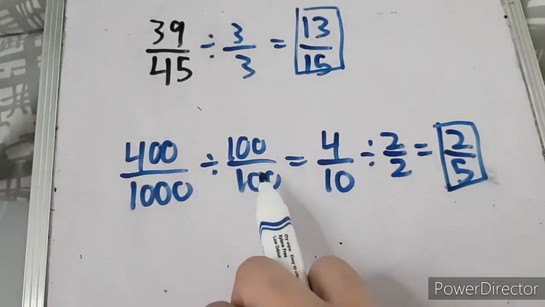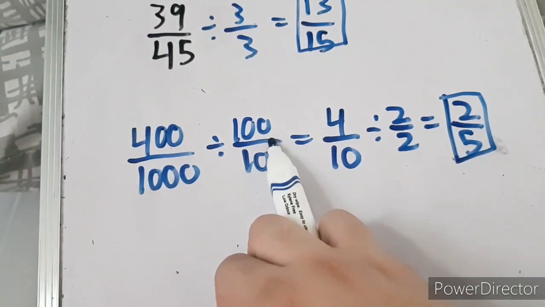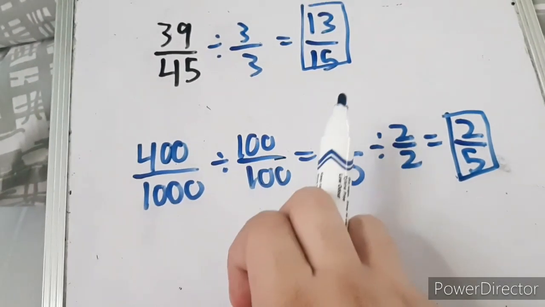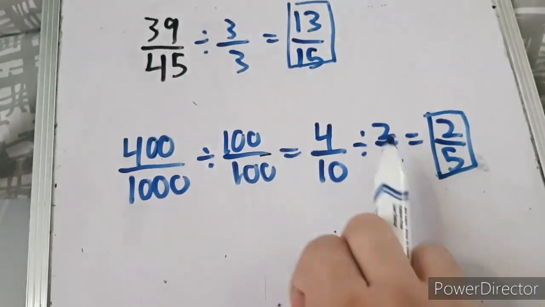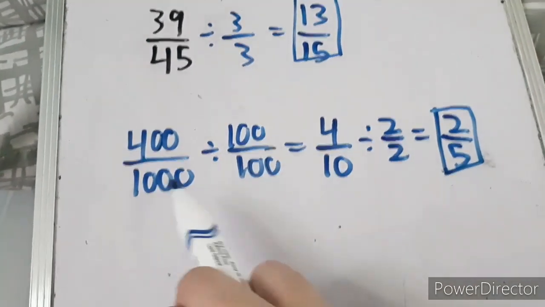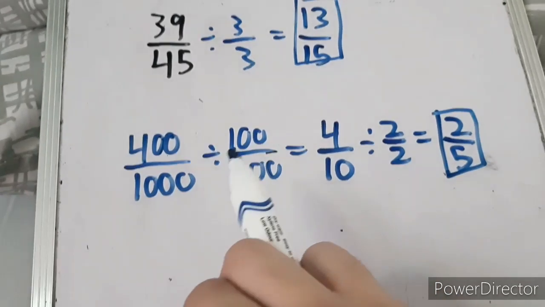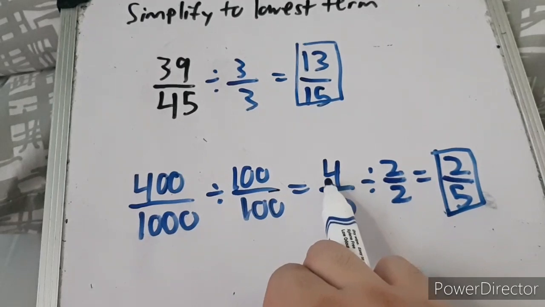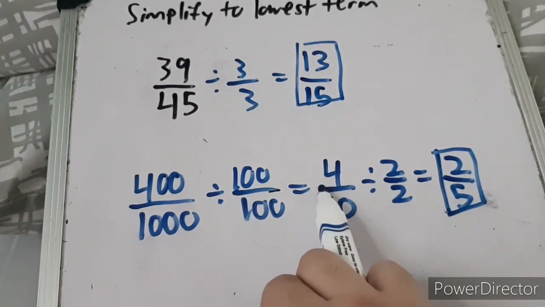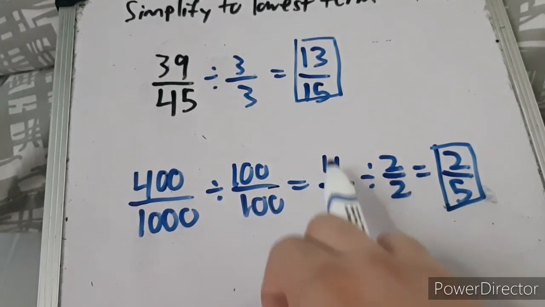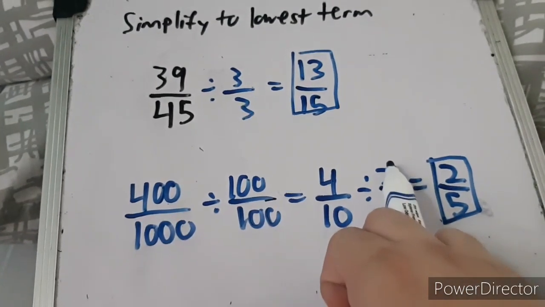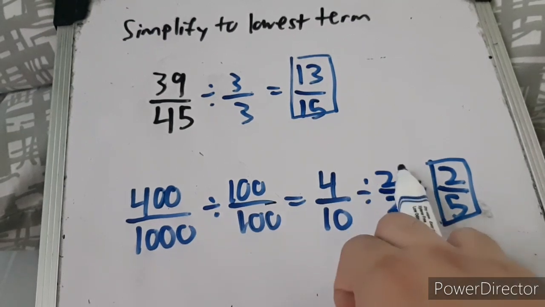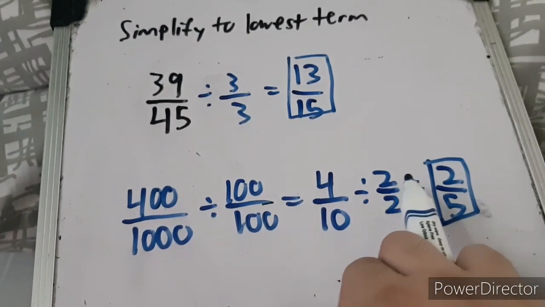Ang ginawa ko po kasi 100 muna kasi kailangan hanapin po ng higher number para mabilis. Kasi when you use 2, mahirapan yun kasi magdi-divide ka pa. So, gusto ko yung mabigay ng mabilis na method. Okay? So after that, 4 over 10. Kasi pwede siya i-divide by 2 kasi even number sila. So, 4 over 10 divided by 2 over 2 is equal to 2 over 5.